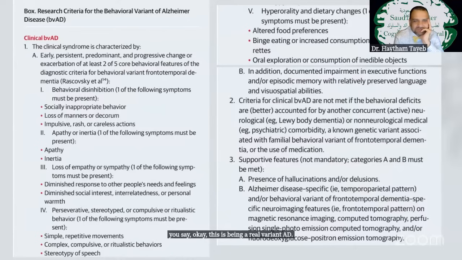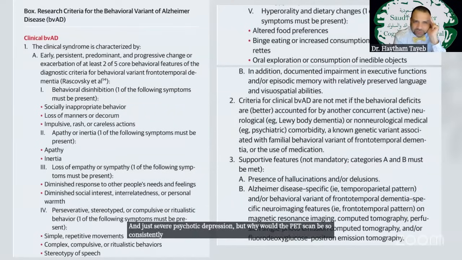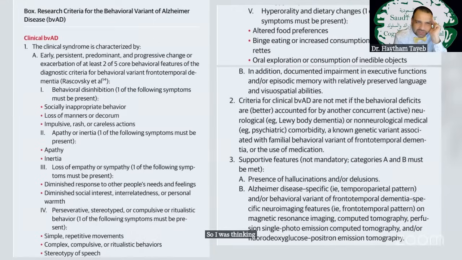The other alternatives obviously being Lewy body. We didn't really look for that yet. And just severe psychotic depression, but why would the PET scan be so consistently abnormal? And why would he have tau in his CSF? So I was thinking, well, my initial hunch of mild behavioral impairment now turns to behavioral variant AD.